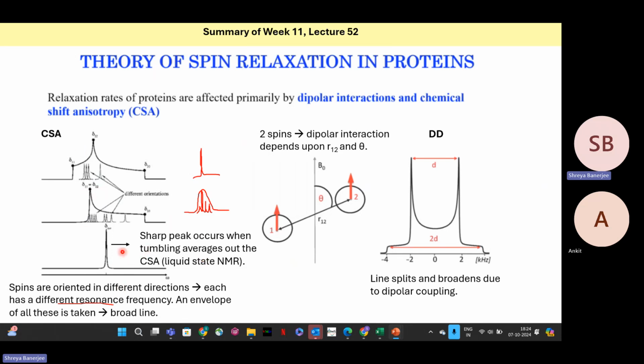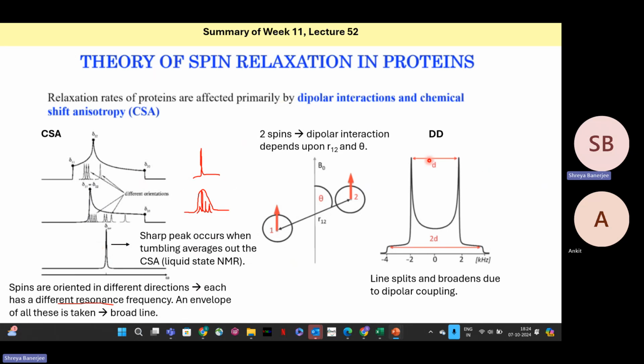And suppose you allow the molecule to tumble a lot. In that case, all these anisotropies will balance out and you will again get the sharp peak, which is normally observed in solution state NMR. So in solution state NMR, you allow the molecule to move a lot in the solution by Brownian motion, and that will average out all these anisotropies and they will cancel out. So you will again get this sharp peak back.